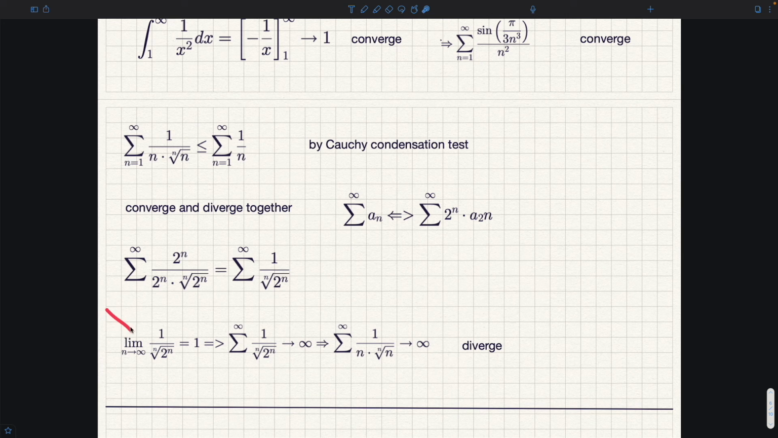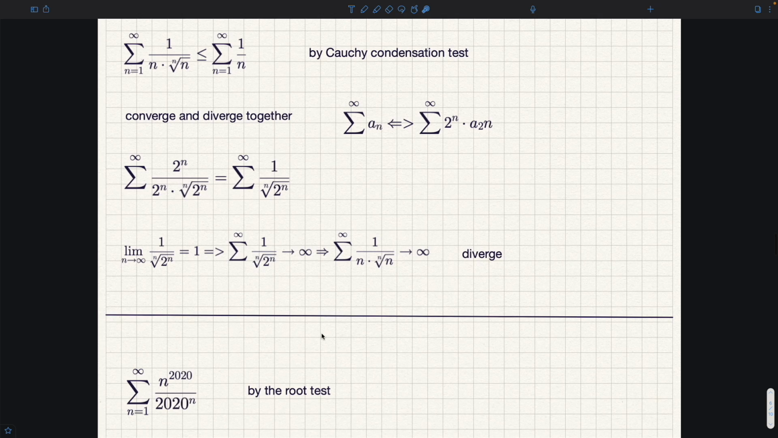So I wrote it more formally: the limit as n goes to infinity of this will be 1. It's supposed to be half, and it's greater than 0, and this indicates that this series also diverges.